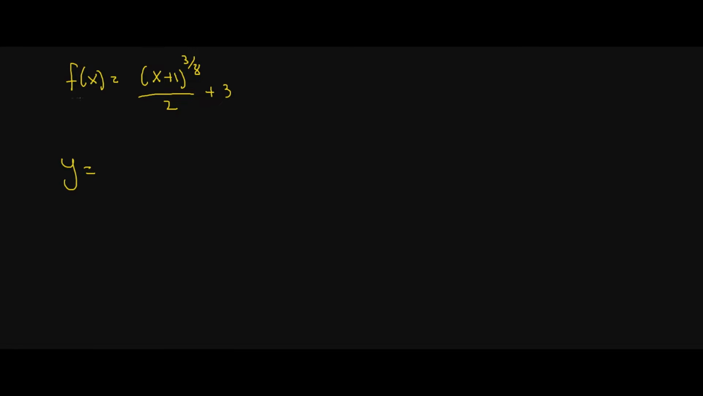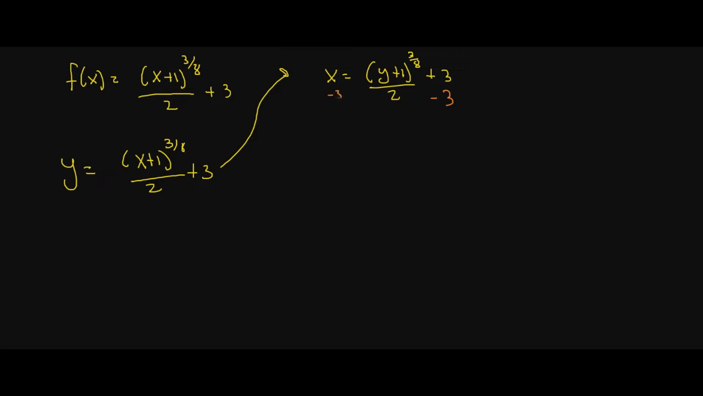Y equal, let's write, instead of f of x, we'll do y equals x plus 1 raised to the 3 over 8, all divided by 2 plus 3. Okay, we're going to switch the x and the y value. So we're going to get y plus 1, all divided by 2, raised to the 3 over 8 plus 3. Now we just undo order of operations. I'm going to switch colors because I like to, and we're going to subtract 3 to both sides. Boom, boom, boom, wow. X minus 3 is equal to y plus 1 raised to the 3 over 8, all divided by 2.